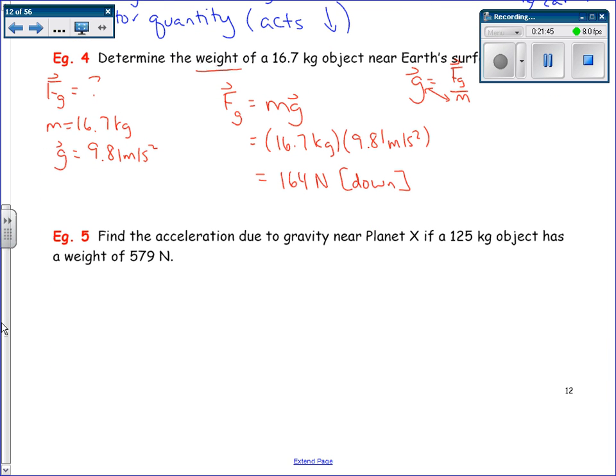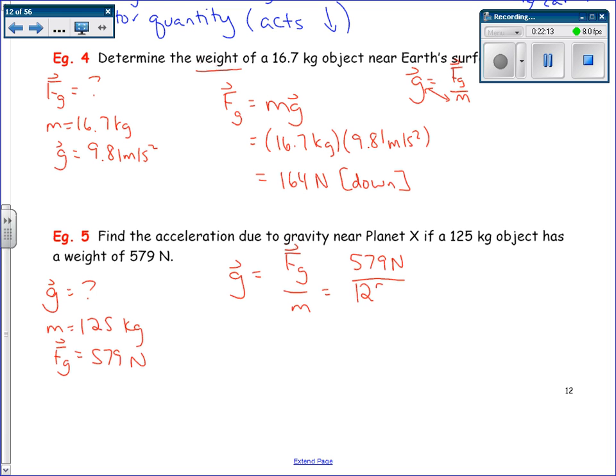Find the acceleration due to gravity near planet X if a 125 kilogram object has a weight of 579 newtons. We want to know what g is. We're looking for the acceleration due to gravity. We have a mass of 125 kilograms, and it has a weight, which is the force due to gravity, of 579 newtons. So g is equal to Fg over m, which is 579 newtons divided by 125 kilograms, which is 4.63 meters per second squared. And again, g always acts down.